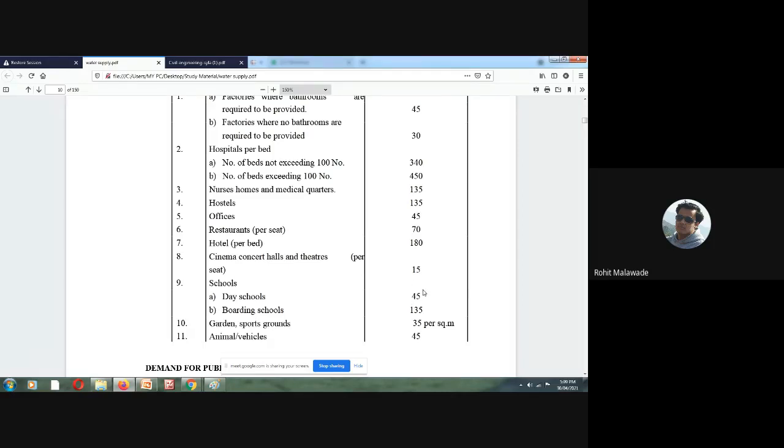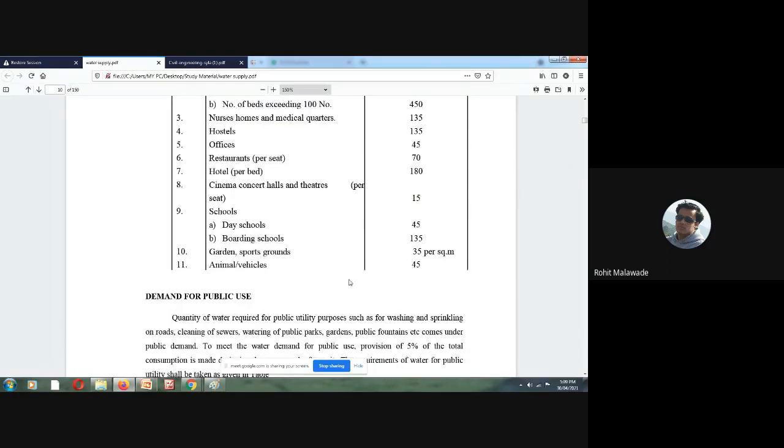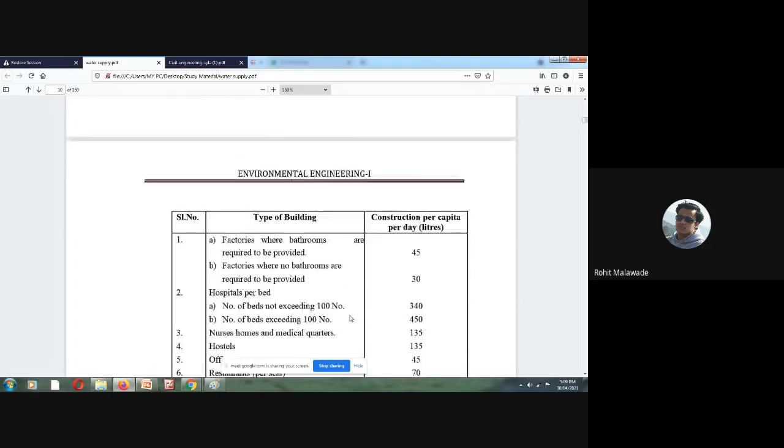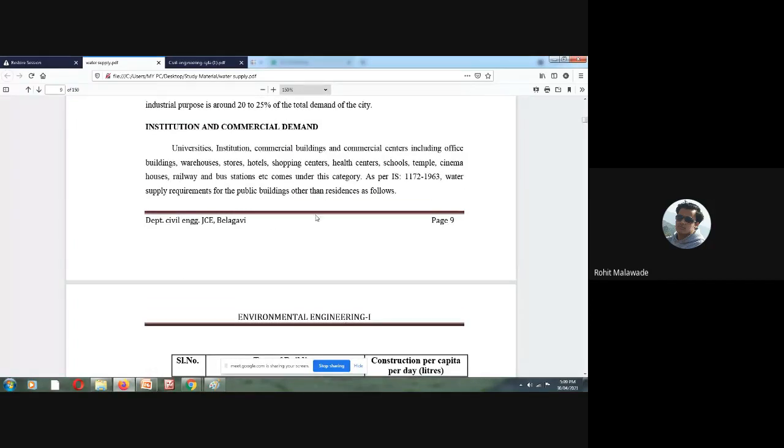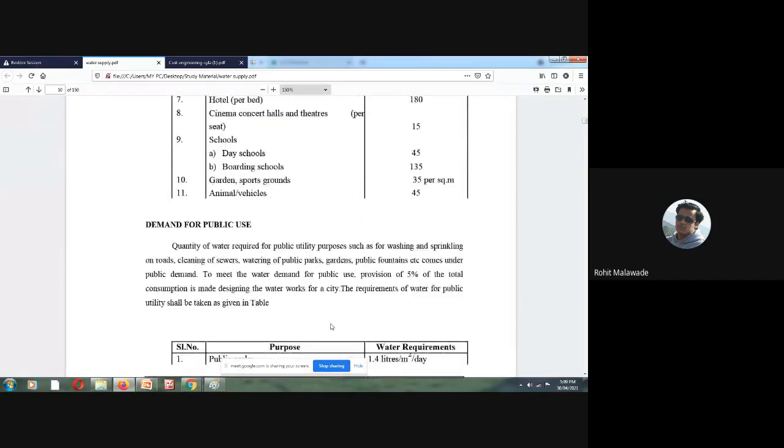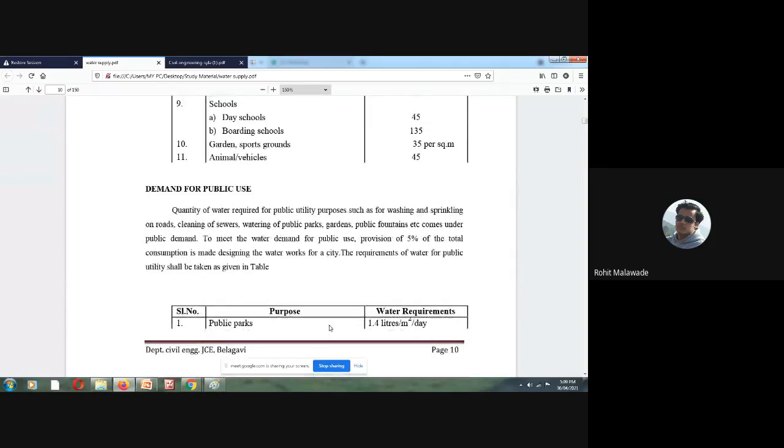The reason is you are going for the drink and the urinals sometimes, and this is how the amount of water requirement in the commercial establishments or in the institutes is going to vary. Okay. Next is demand for public use. Okay.